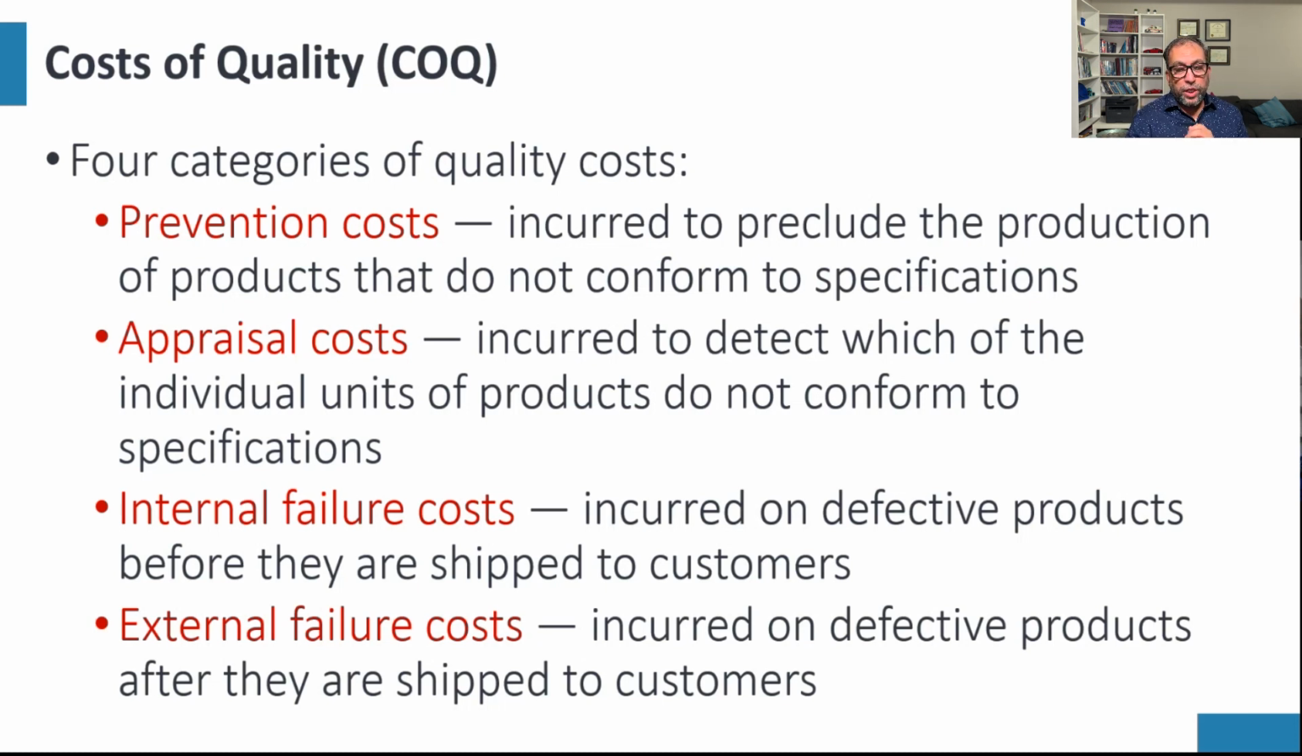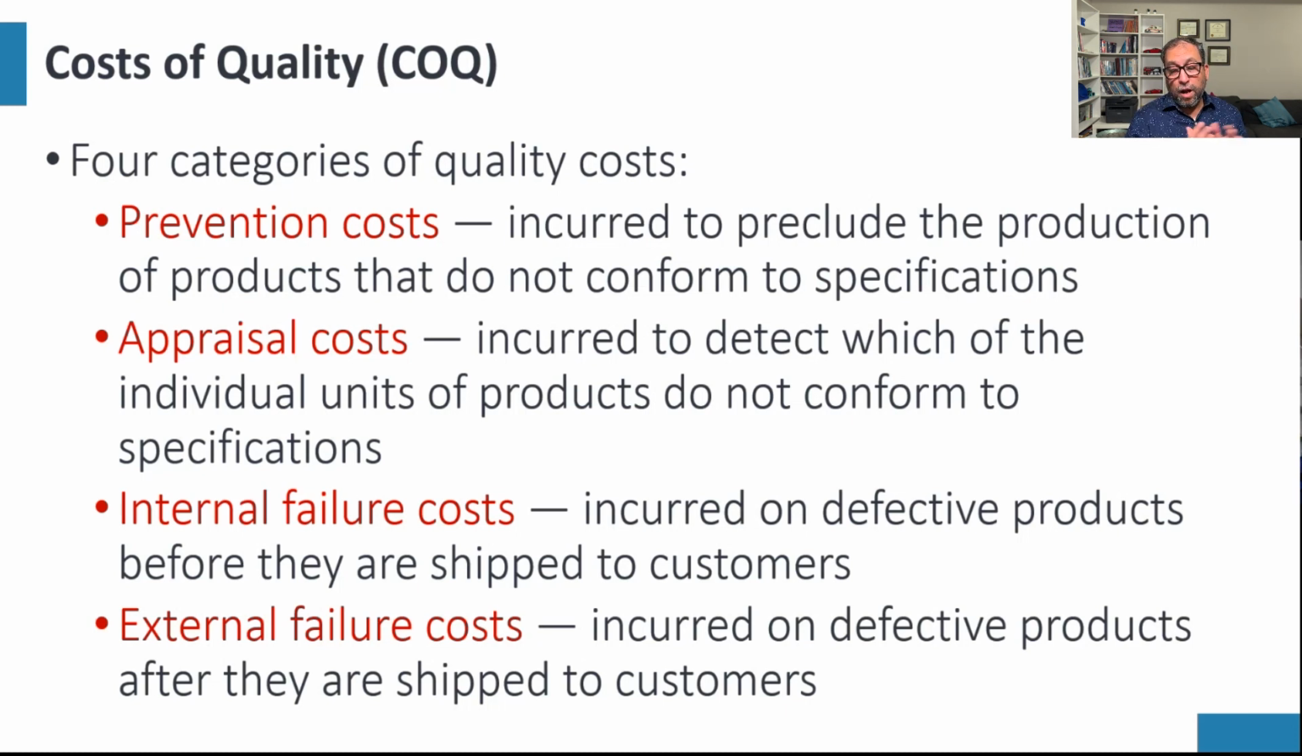Internal failure cost is incurred on defective products before they are shipped to the customer. So we have to do a rework on it, or reproduce the product if it is not according to the customer's specification or requirement. Prevention is what we call a preventive cost before the production: what we spend to make sure that the product is according to the requirement.